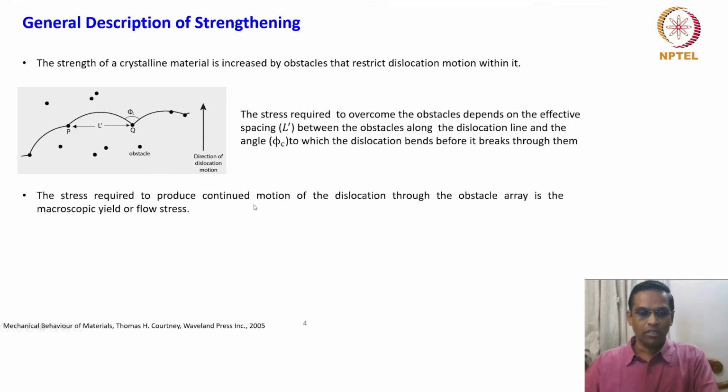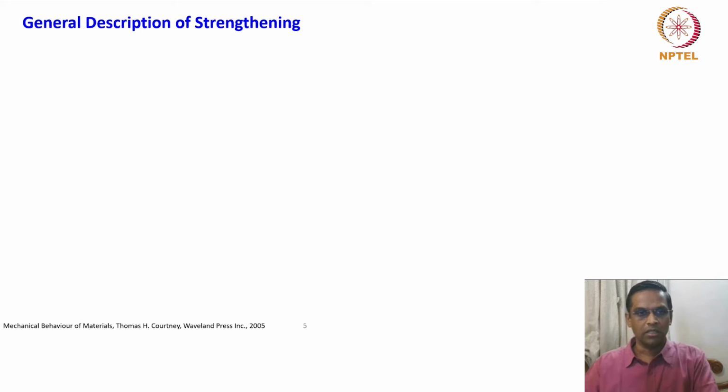The stress required to produce continued motion of the dislocation through the obstacle array is the macroscopic yield or flow stress. So this is one way of a holistic view. What is it that we talk about as a macroscopic yield or flow stress? It is nothing but the stress required to produce a continued motion of dislocation through the array of obstacles. It could be any second phase particle, or it could be a defect, it could be a boundary, etc. Okay, so that is the idea.